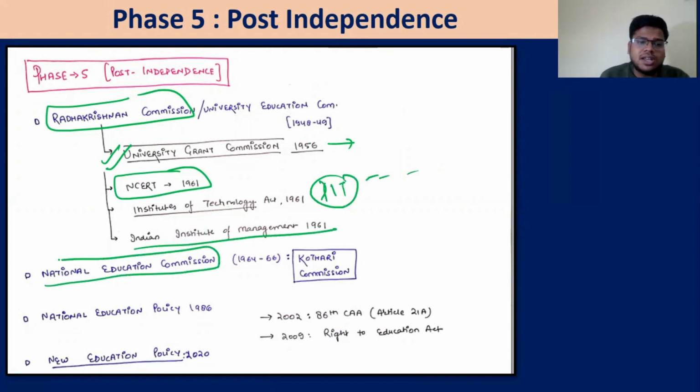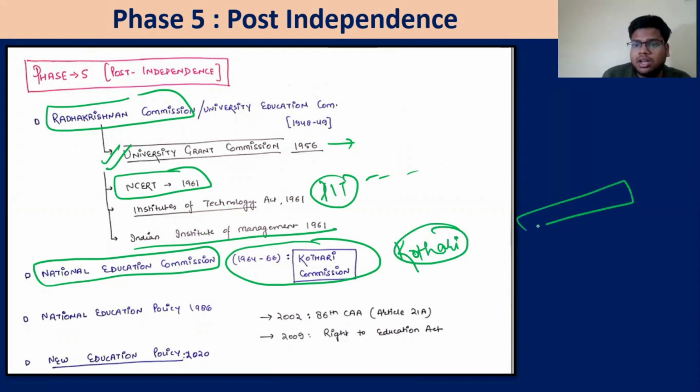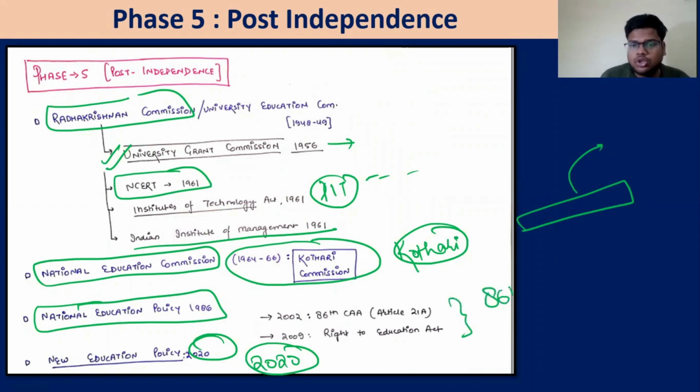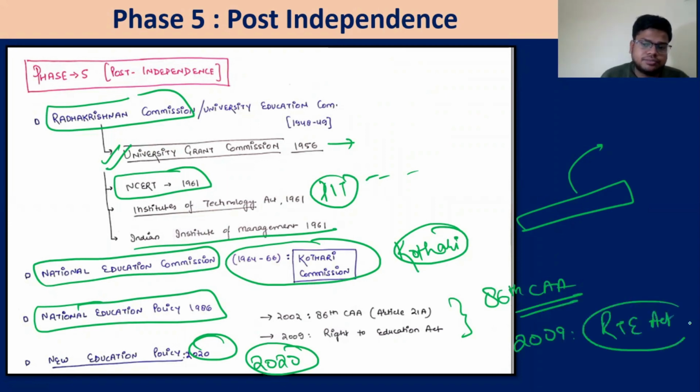The National Education Commission has come, which is known as the Kothari Commission. A very important commission. A lot of quotes given by the Kothari Commission are sometimes given in our essay paper. Then the National Education Policy came in 1986, and we have recently come up with a new education policy in 2020, based upon the K. Kasturirangan panel report. In between, we also have the 86th Constitutional Amendment Act in 2002, and in 2009 the Right to Education Act.